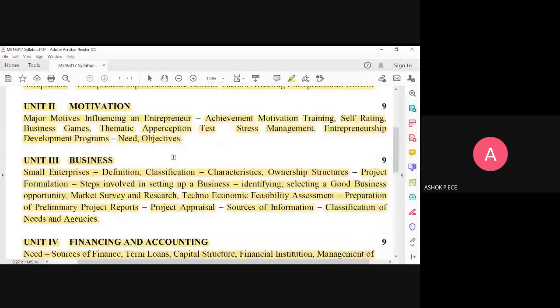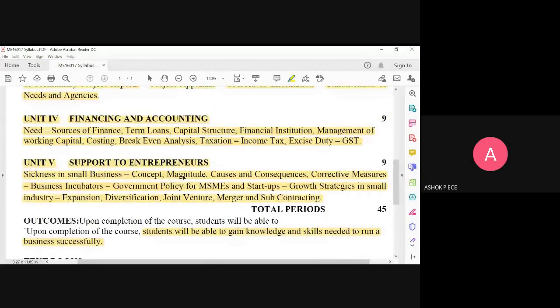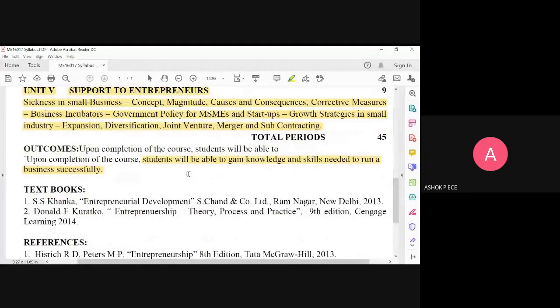And see the outcome of this course. Upon completion of the course, students will be able to gain knowledge and skills required to run a business successfully. See, again, this is completely theoretical. We are going to study. So if you take part in this course, what is assured is you will get a clear idea of how to become an entrepreneur, and you will have data in hand. You will know what issues you are going to face, what financial aid is available from outside sources. So those things will be available to you before you start your business.